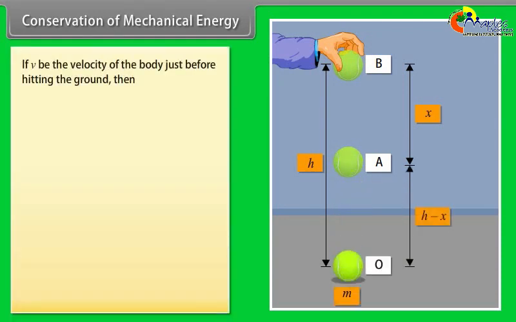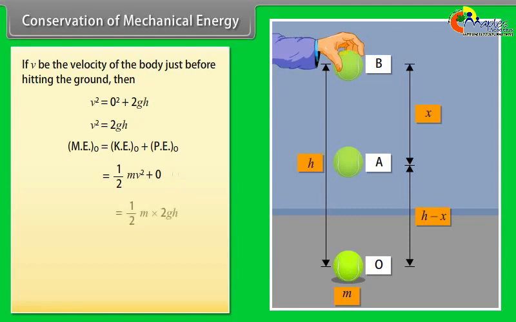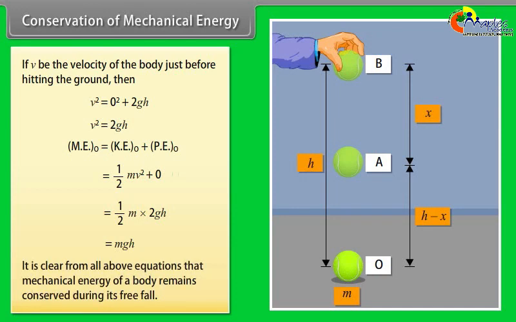If v be the velocity of the body just before hitting the ground, then v² = 2gh. Here, the mechanical energy of the body at O is equal to the kinetic energy of the body at O plus the potential energy of the body at O. By calculating it, we get the mechanical energy of the body at O is mgh. It is clear from all the above equations that the mechanical energy of a body remains conserved during its free fall.